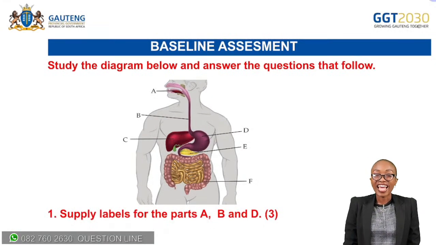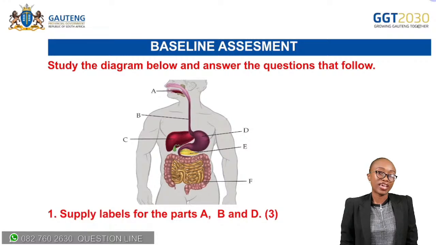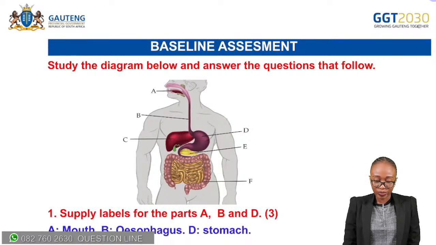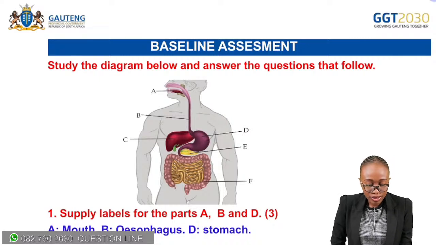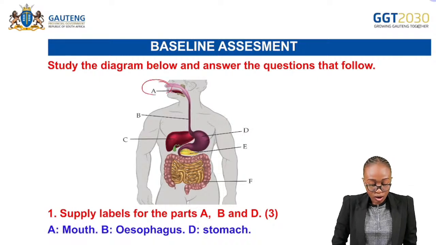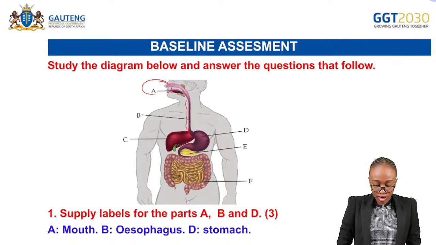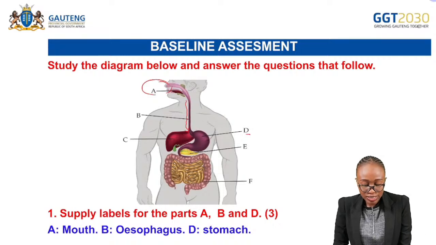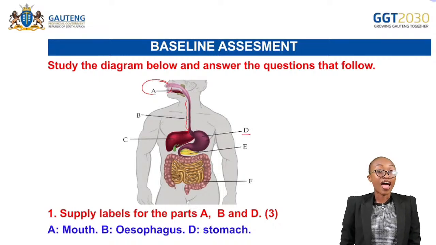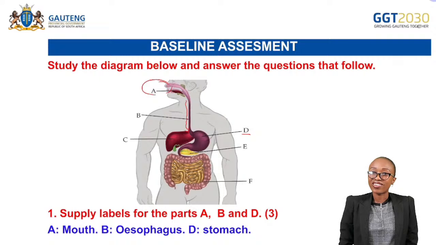Alright, grade 9s, let's answer the question together. Supply labels for the parts labeled A, B, and D. Here's the solution. Part A is the mouth. Part B is the esophagus. So it runs all the way down this direction. And then part D is the stomach. I hope you got that correct.